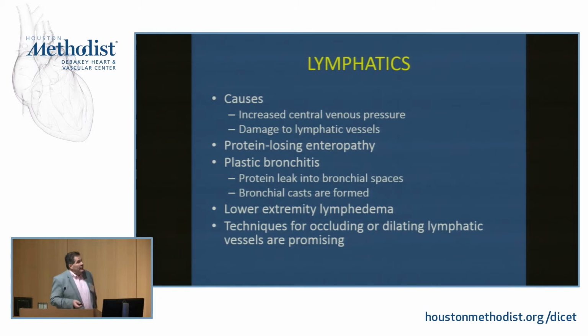Lymphatics play a big role in the complications of the Fontan circulation. The lymphatics get involved because there's increased central venous pressure. The thoracic duct drains into the systemic veins. There can be damage to lymphatic vessels at the time of surgery or interventions. Lymphatics play a role in protein-losing enteropathy. They play a fairly direct role in plastic bronchitis.